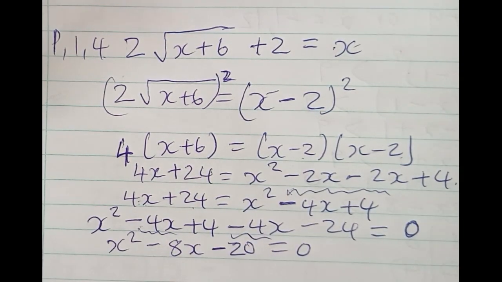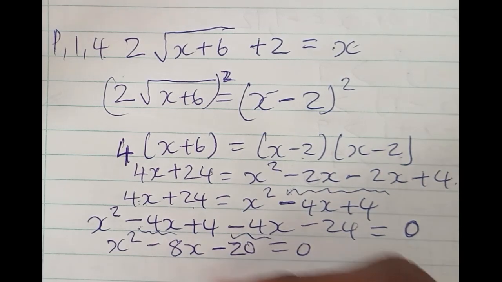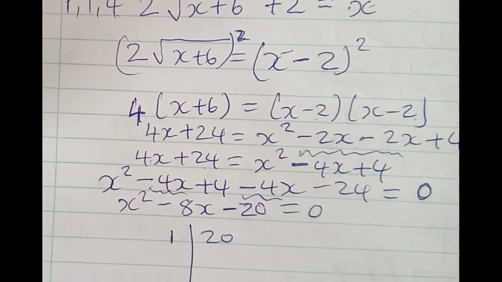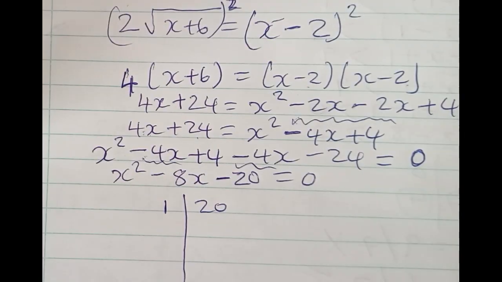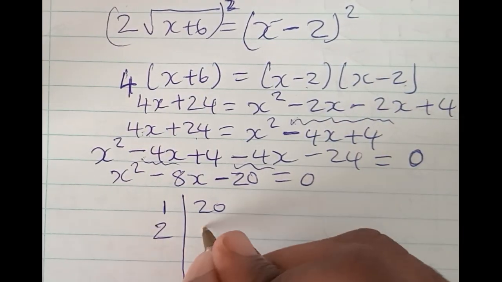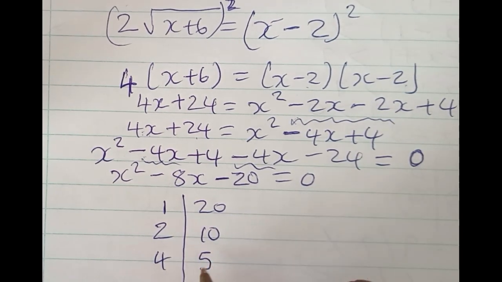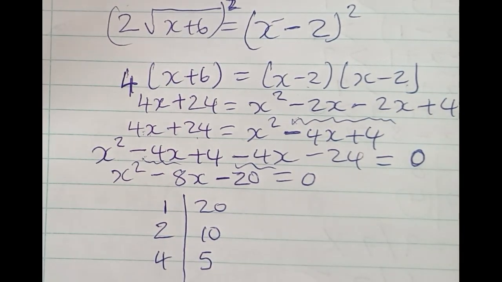Okay, now we have a trinomial. We can factorize it now to get the values of x. Now I said when you factorize, you should look for the factors first. So it will be 1 and 20, right? And 2 is also a factor, so 2 goes with 10. 3 no, 4 goes together with 5. After this one is 10, so they will repeat themselves, so you should stop here.